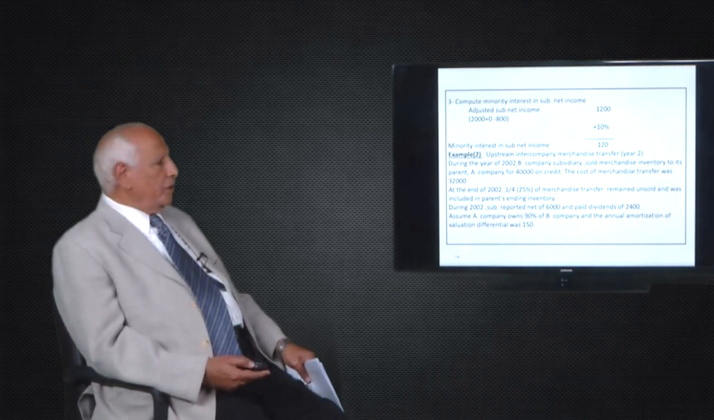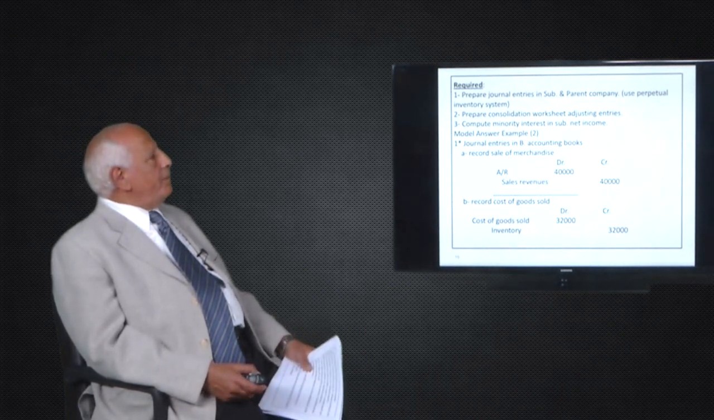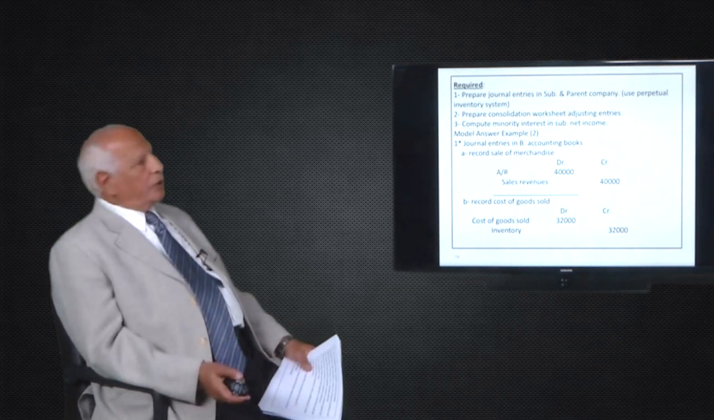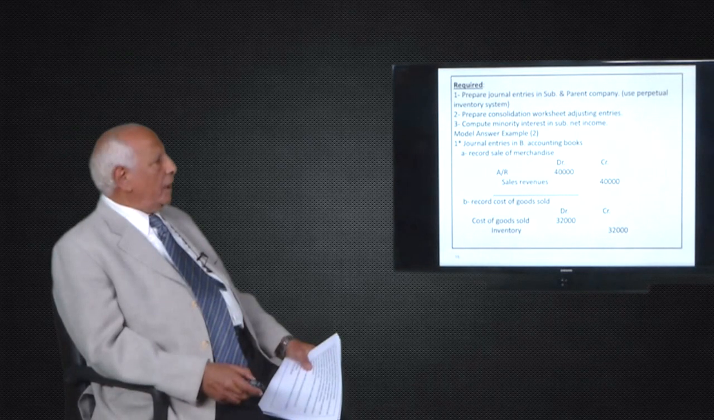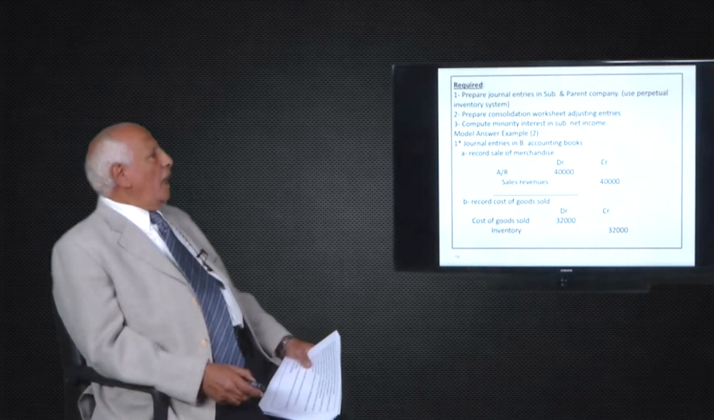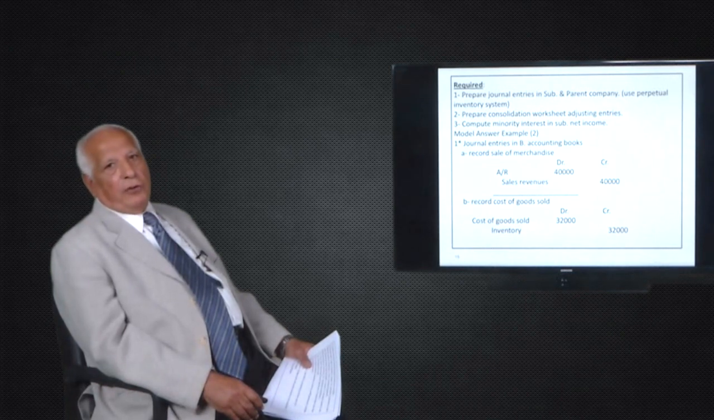Let's have this example too for year 2. Question number 1 is the same: journal entries in sub and the parent using perpetual. Question number 2, you're going to prepare consolidation worksheet adjusting entries. Okay, I'm going to show you this time the same, and how to compute minority interest. You have to know these 3 questions for each example.